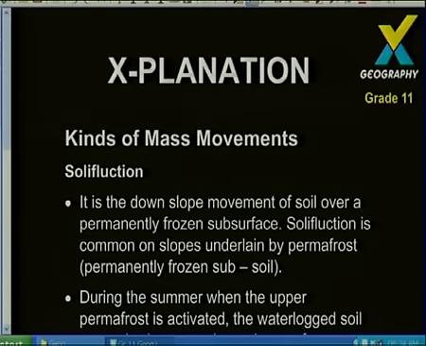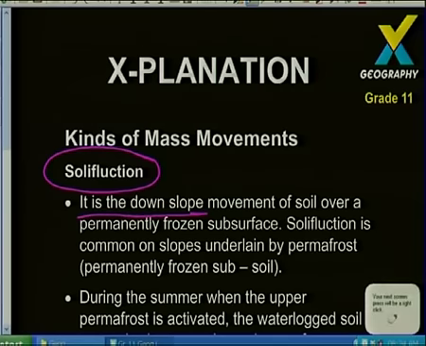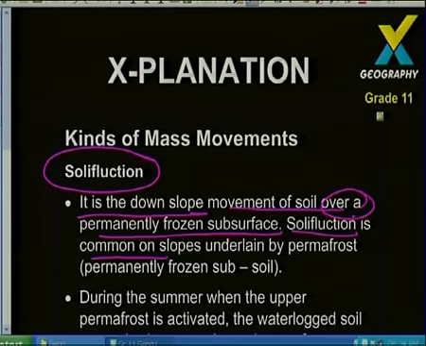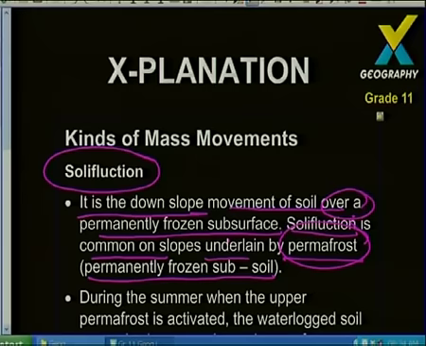Let's look at the next example of mass movements. The next example we will refer to is a kind of mass movement called solifluction. It is the downslope movement of soil over a permanently frozen subsurface. Here, solifluction occurs in areas of lower temperatures, generally furthest away from the equator. Solifluction is common on slopes underlain by permafrost. Permafrost is a term used to describe the freezing of water and soil as one material. Permanently frozen subsoil.